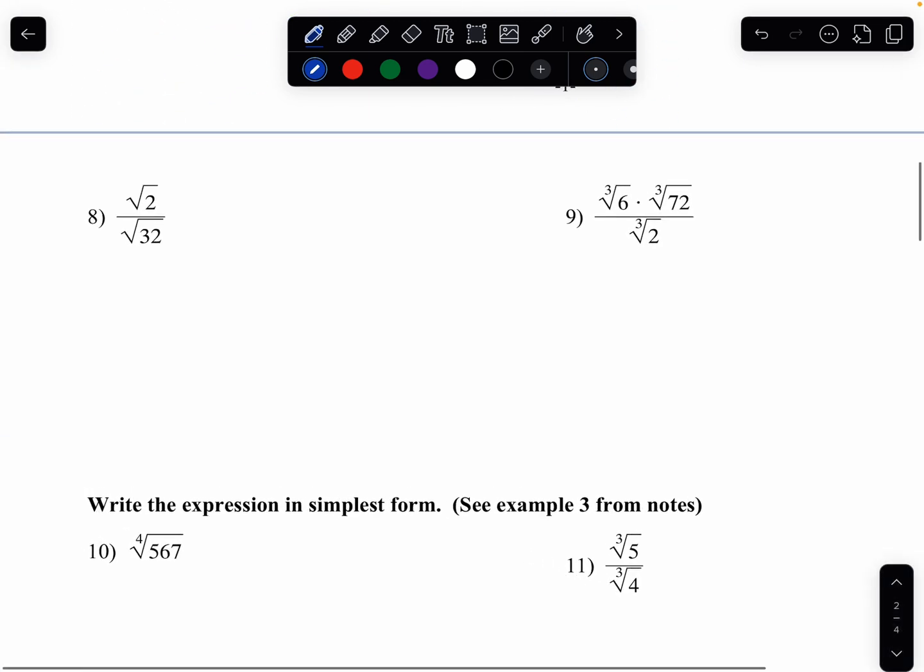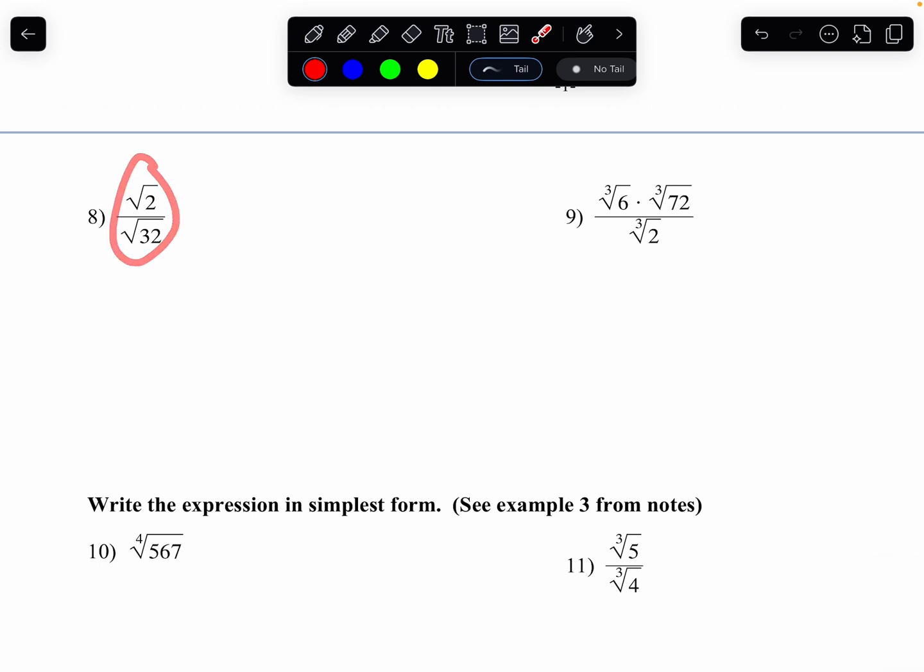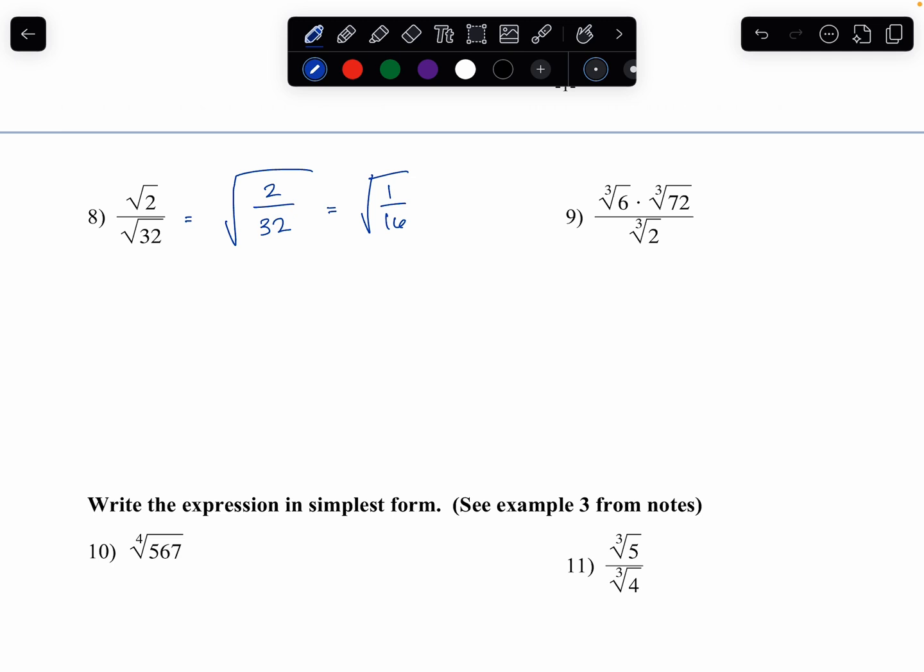Okay. All right, here, so I have the square root of 2 divided by the square root of 32. They're both square roots. So that's the square root of 2 over 32, which is equal to the square root of 1 over 16. And 16 and 1 both have square roots, so that's equal to 1 over 4.